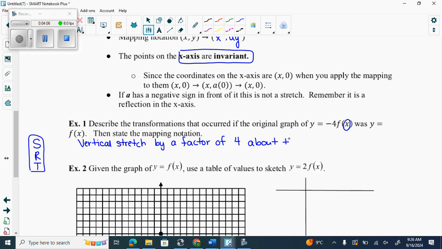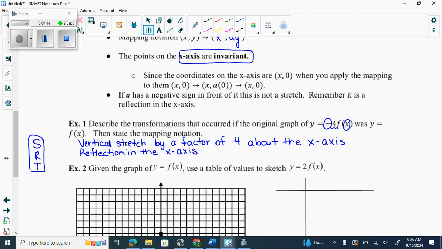The great thing is if it's affecting the y's, it's always about the x-axis. If it's affecting the x, it's about the y-axis. It doesn't change, even for reflections. So this is about the x-axis because it's affecting my y's. So that got me the 4. The negative is not a stretch. What is it? It's a reflection in the x-axis, same axis. So it's a stretch about the x-axis and a reflection in the x-axis.